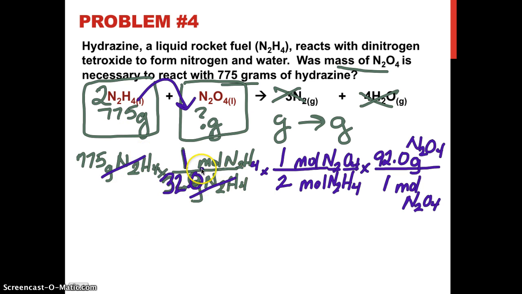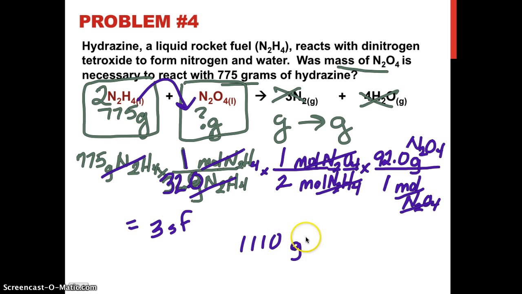Now, look at the cancellation. Grams of hydrazine cancel, moles of hydrazine cancel, moles of dinitrogen tetroxide cancel, and I'm left with grams of dinitrogen tetroxide. So I'm not going to do the math here. It should be in 3 significant figures when I'm done. I think it starts out as 1,114. In order to get that, 775 times 1 times 1 times 92 divided by 32 divided by this denominator here, which is a 2, and of course divided by this denominator here, which is a 1.